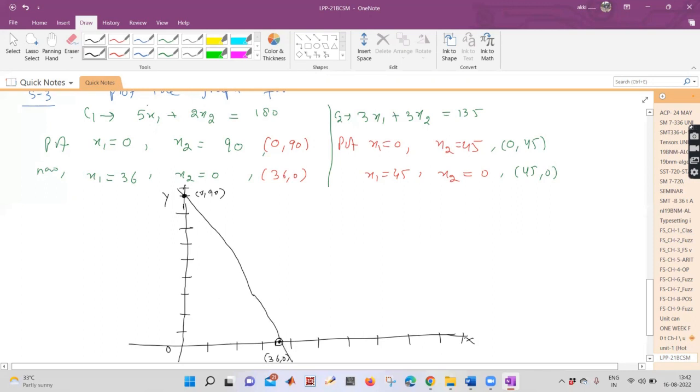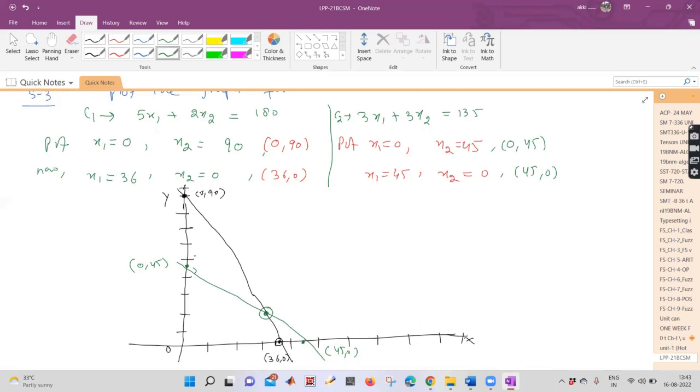Somewhat like this. Then I have another one, 0, 45. So my 0, 45, 10, 20, 30, 40, and 45 here. Join it. Somewhat like this, because this is my stylus, I'm not on the board. So I'm getting one intersecting point here. So let's name it. If I take this as O, let it be A.